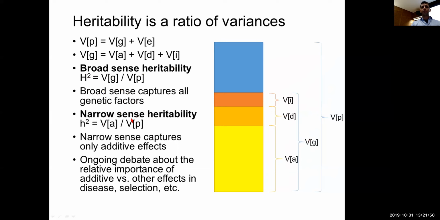And then we're gonna also define narrow sense heritability, which is simply based on the additive component. So little h square is the additive component divided by the full phenotypic variation, okay? So narrow sense captures only additive effects. And of course, there's continued debate as to how much dominance or interaction plays a role in this overall genetic variability.